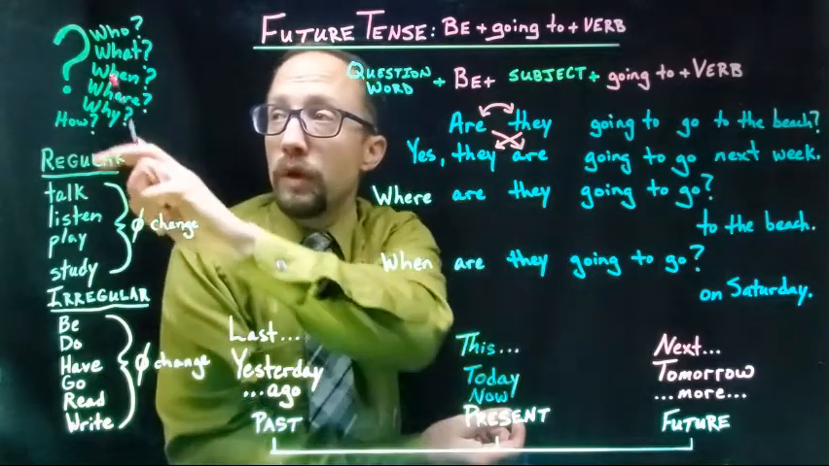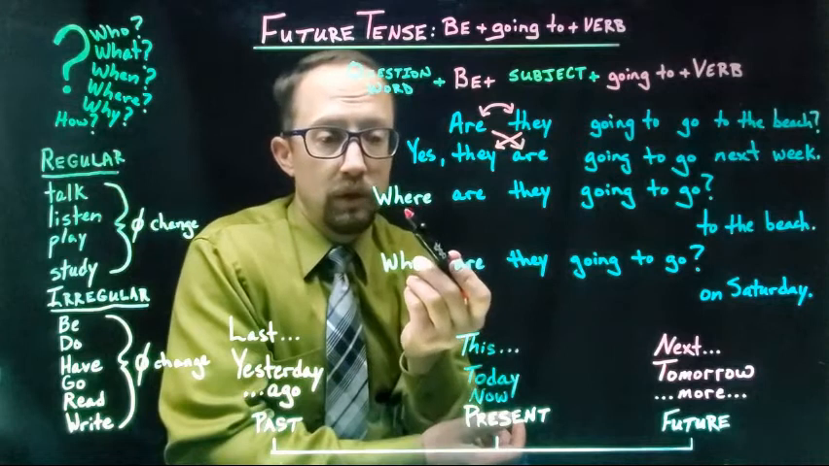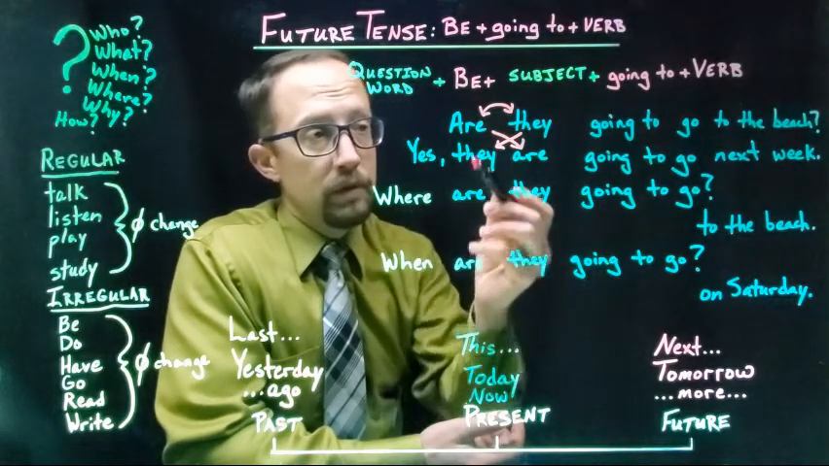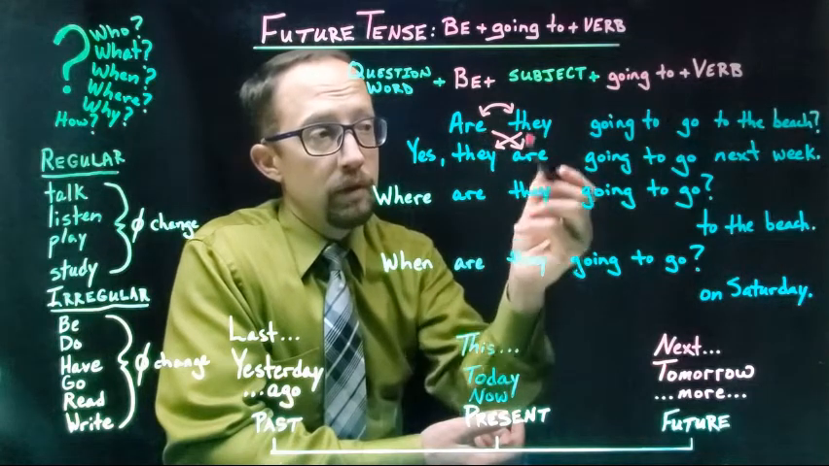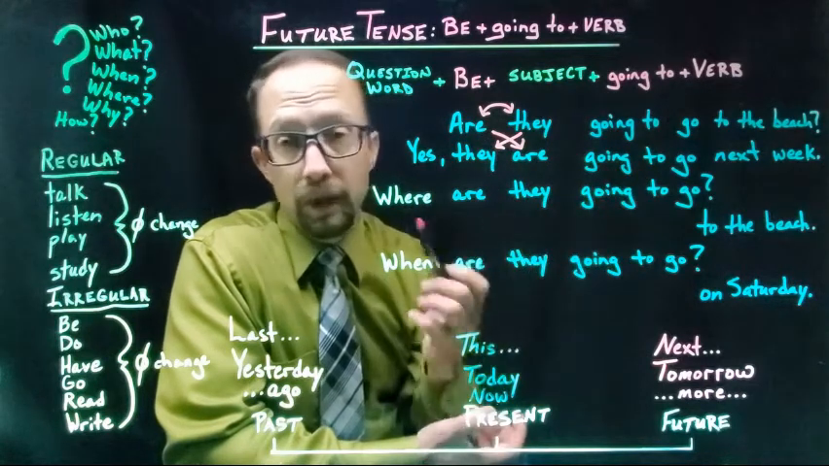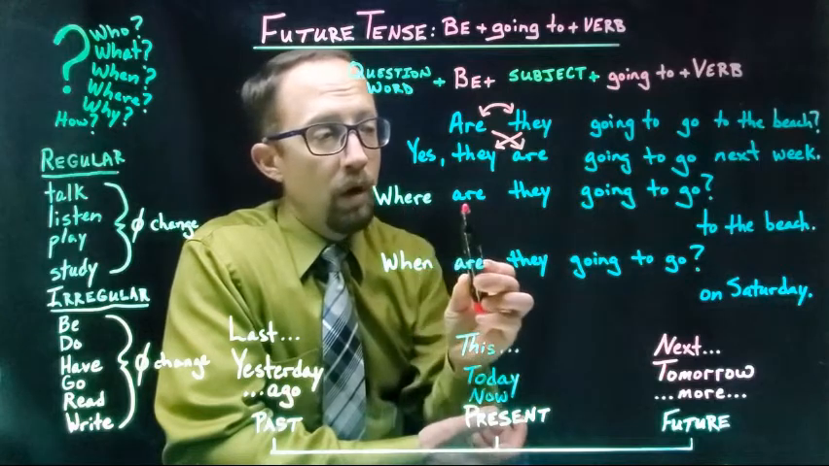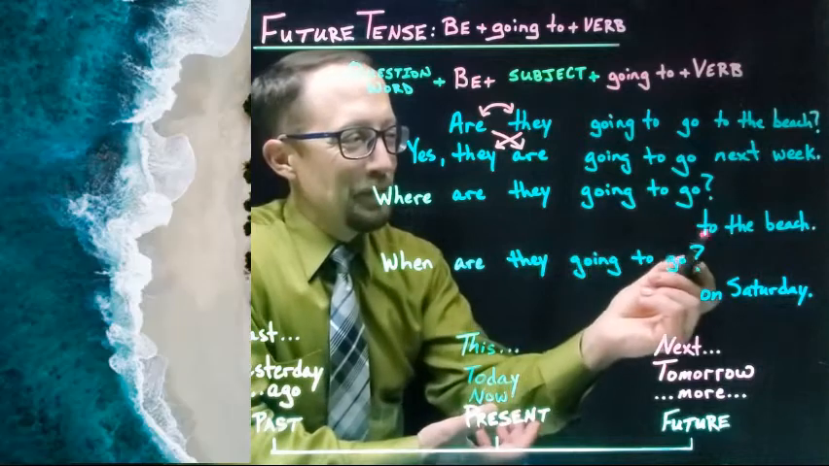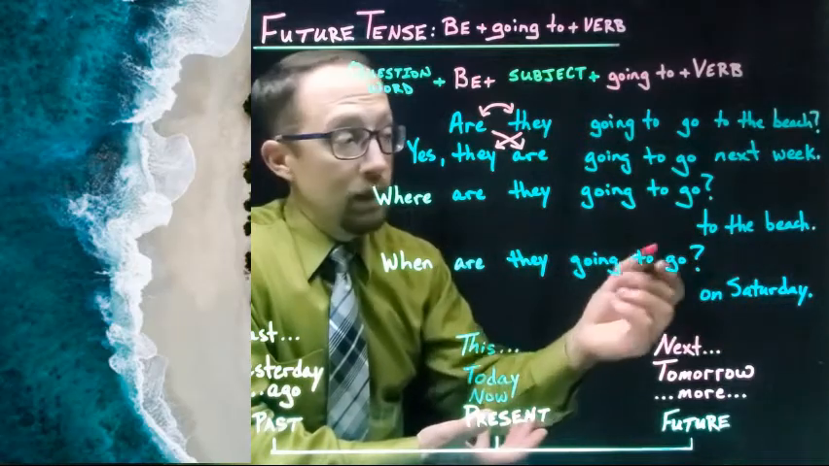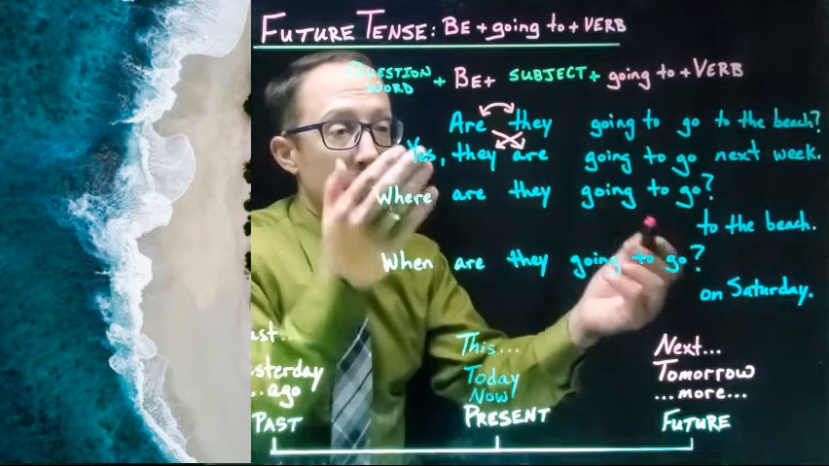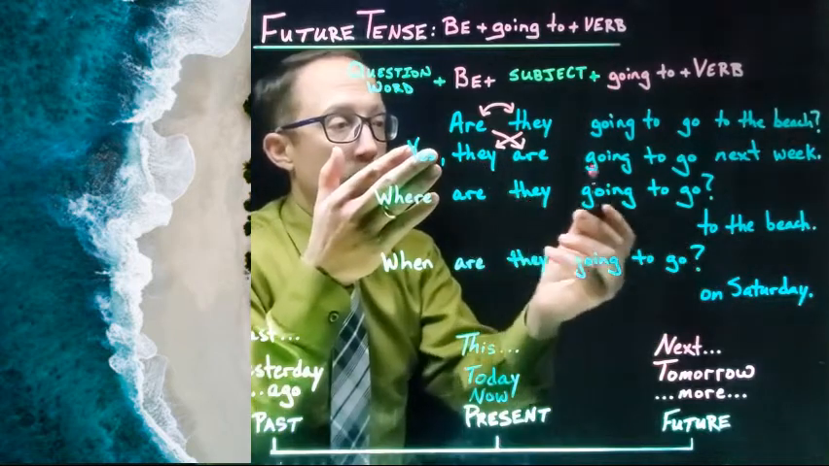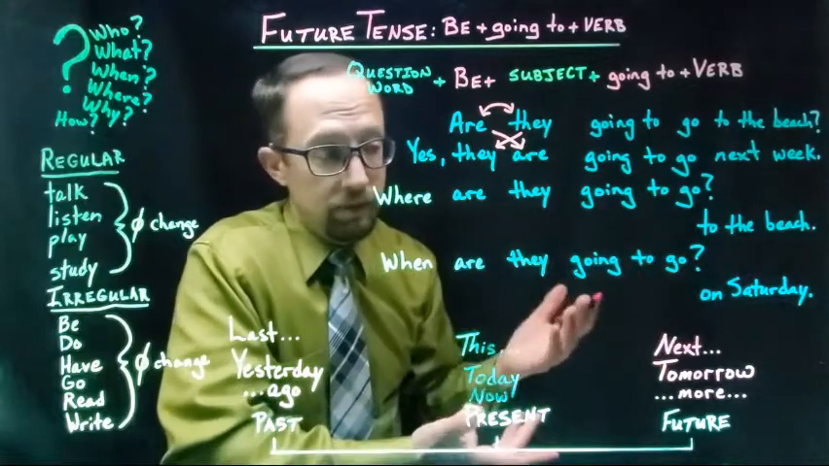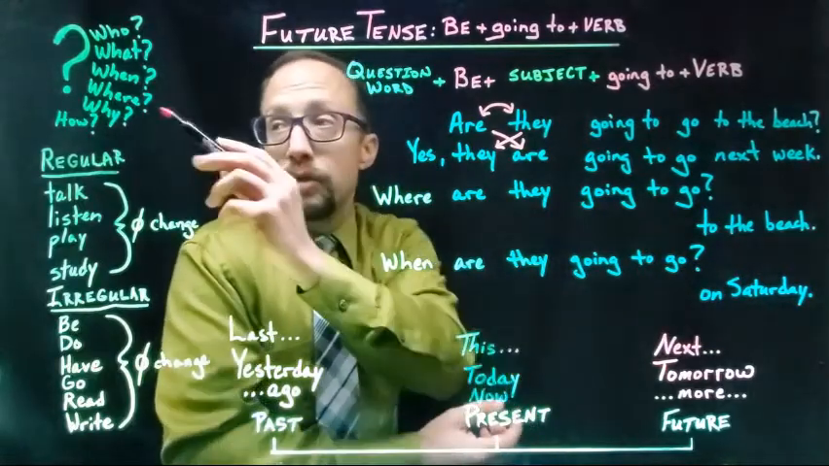If you use one of the question words, you place it at the front, you still use the same order as the original question. So you can say, where are they going to go? Well, you know, to the beach. You can say to the beach, or you can say they are going to go to the beach. Either way is fine. Let's use when.